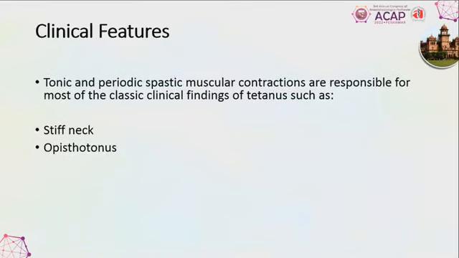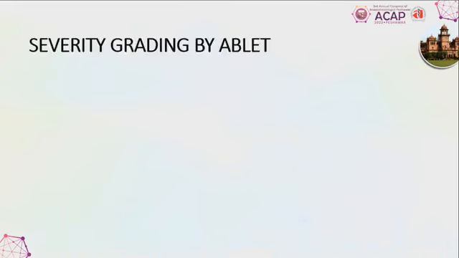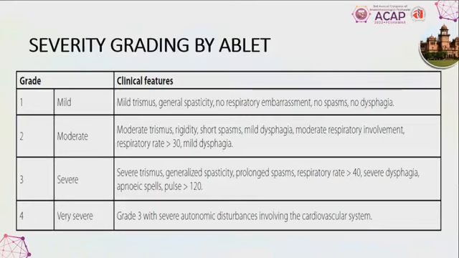Tonic and periodic spastic muscular contractions are responsible for most classical findings of tetanus, that is stiff neck, opisthotonus, risus sardonicus, and board-like rigidity. They classify tetanus into forms: abortive, mild, moderate, severe, and very severe. In ICU, mostly the severe and very severe patients are admitted, with generalized spasticity, prolonged spasm, respiratory rate more than 40, dysphagia, apneic spells, and pulse more than 120. These patients should be admitted to ICU care.